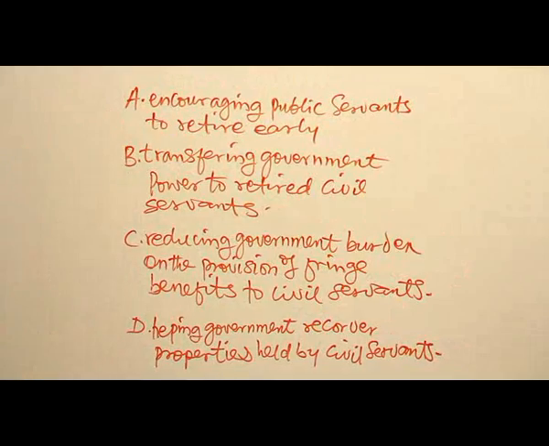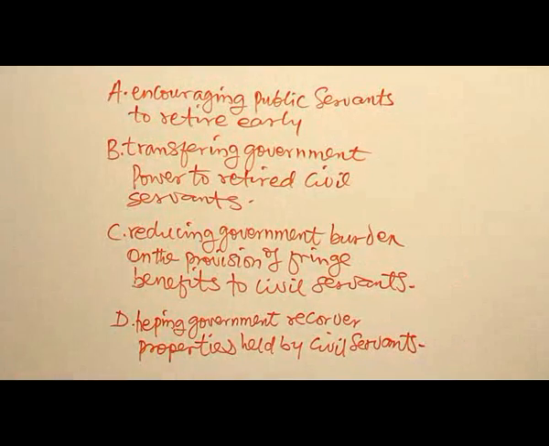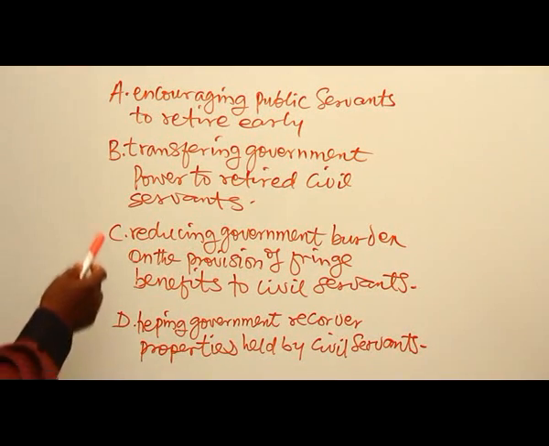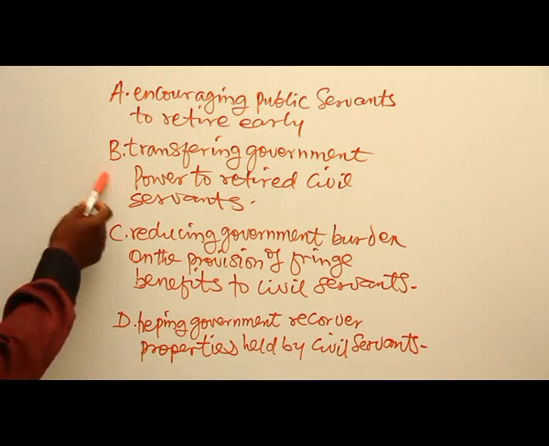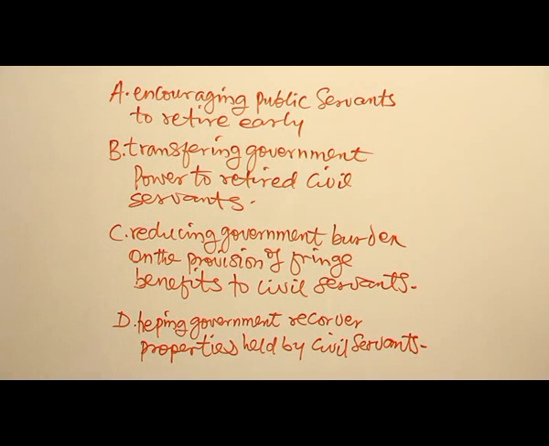Looking at option A, encouraging public servants to retire early. Government does not do so. So A is not correct. B, transferring government power to retired civil servants. Nowhere in the world is government power transferred to retired civil servants. So B is not correct. C, reducing government burden on the provision of fringe benefit to civil servants. Option C is correct because what government has done is to monetize fringe benefit. That is, instead of government providing such fringe benefit, like providing drivers, gardeners, and so on, government now pays. So it depends on the individual civil servant to hire or not such services.